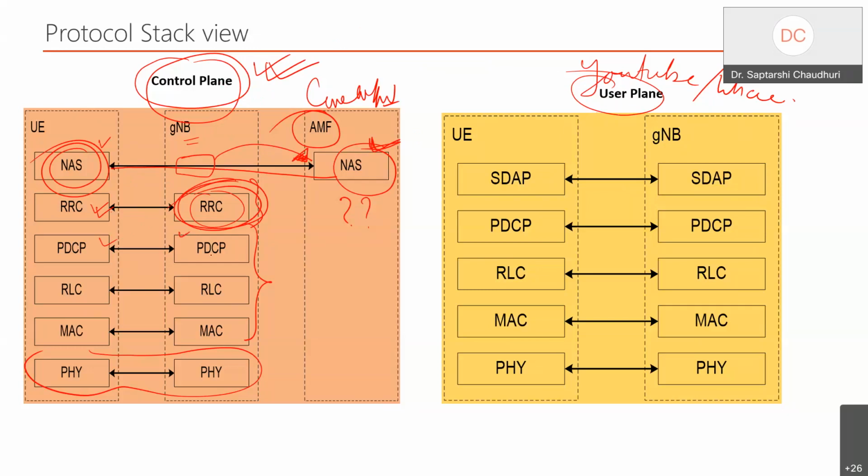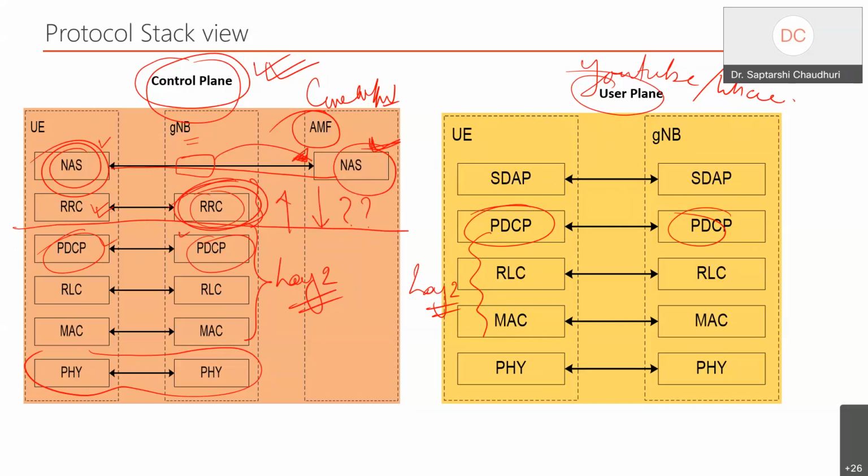Now you can see that the control plane also has a PDCP, but the data plane also has a PDCP in it. So there is a layer 2 here, and here also I'm calling it layer 2. Now the question is: why? This part is agnostic to what is coming from the top and below, so that this layer 2 becomes my transport.